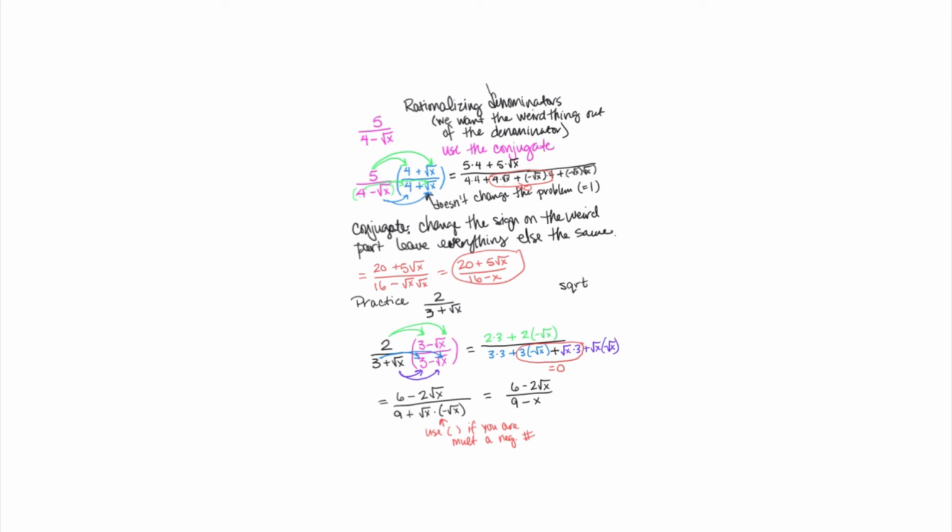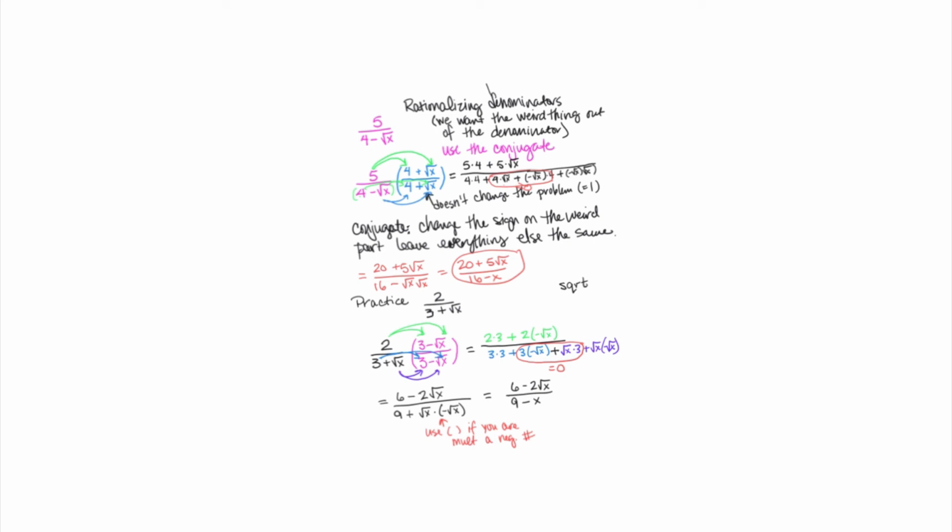And we have an example problem here of 2 over 3 plus the square root of x. And again, to make the conjugate, that 3 plus the square root of x is exactly the same, except the sign changes in front of the square root. And if this were written in the opposite way, so the square root came first, you would still change the sign in front of the square root, not in front of the 3. It's always the sign in front of the weird thing that changes.